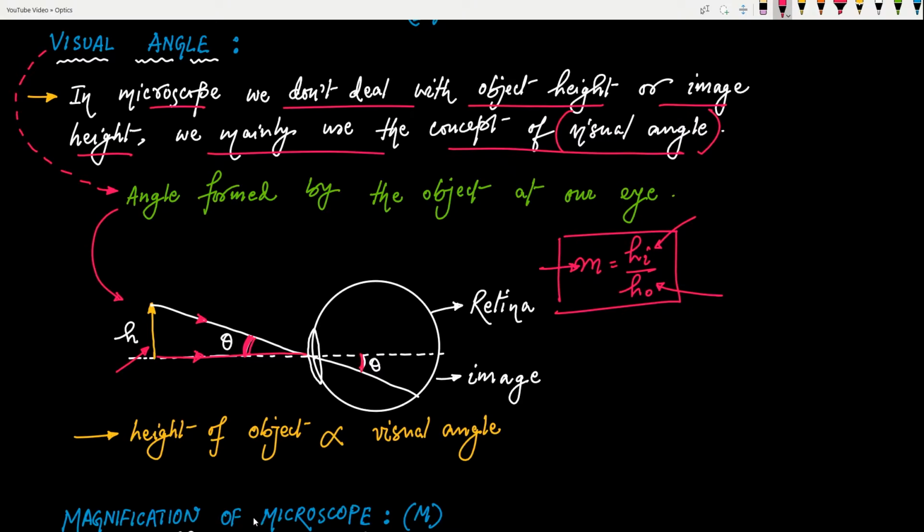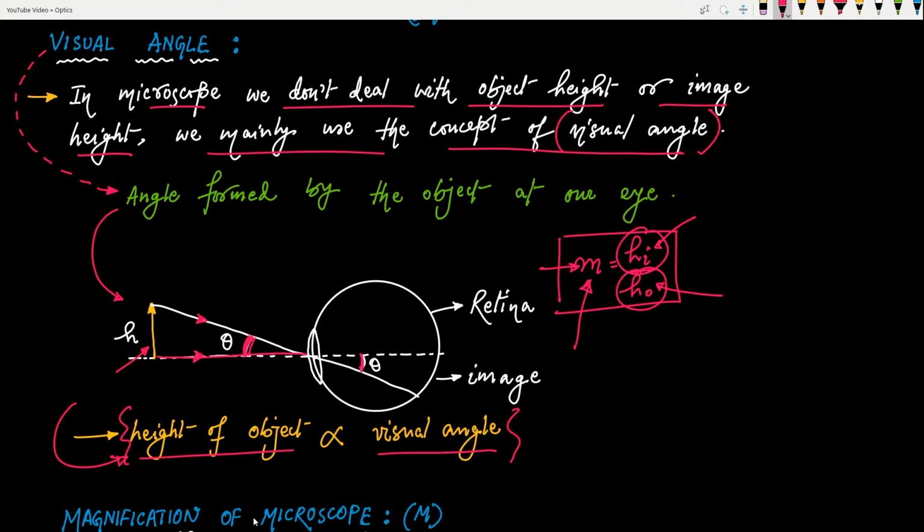Now, if you look next, the height of the object is directly proportional to visual angle. Now for magnification, we need height of image and height of object. But here we are using visual angle. So since we are using visual angle, there has to be some kind of relationship between visual angle and height of image and object. If you look here, then I've written it down for you that there is a relationship between height of object and visual angle. And you can see that height of object is directly proportional to visual angle.